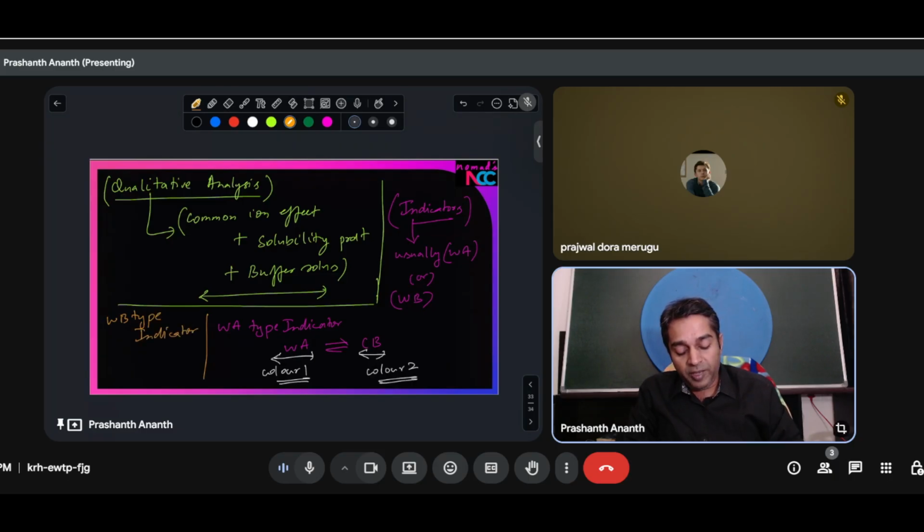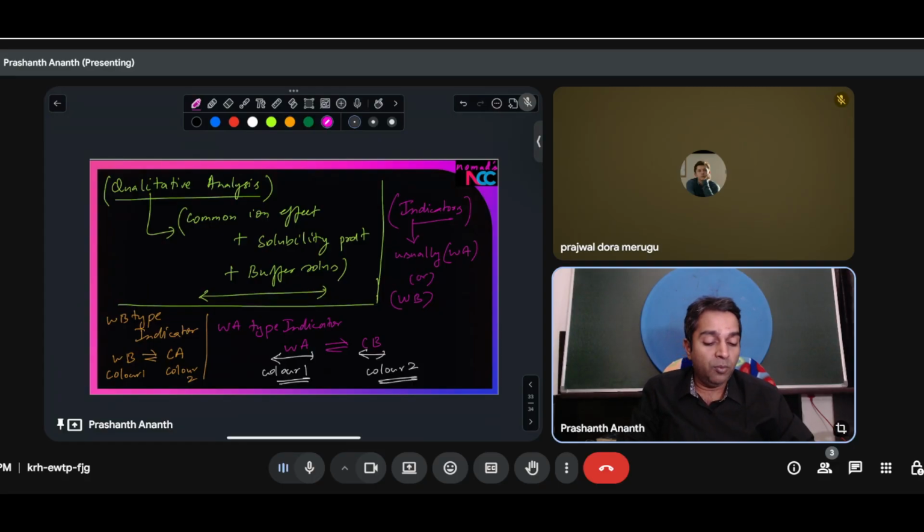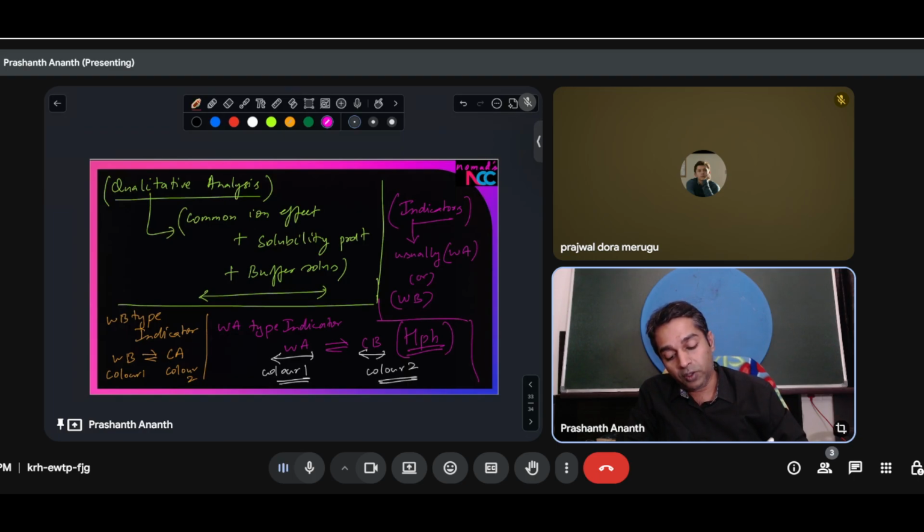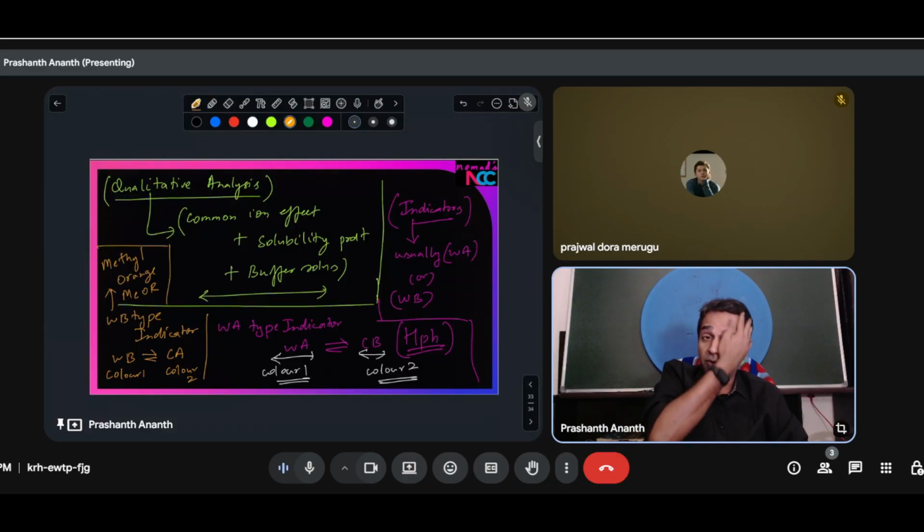You will be having weak base and conjugate acid. Again, this will be color 1 and this should be color 2. Both should be properly different colors, then it will work nicely. One of the most common weak acid type indicators is phenolphthalein, which I usually prefer abbreviating as HPH. This is a weak acid type indicator. And one of the common weak base type indicators is methyl orange, which I generally prefer abbreviating as MEOR. So these are the standard ones.